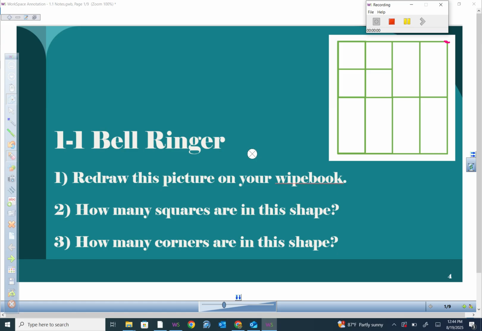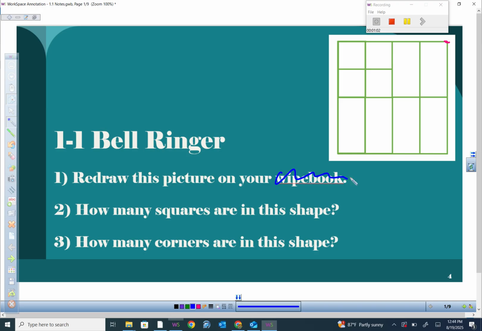So step 1, redraw the picture on your white book. So instead of white book, go ahead and get a piece of paper out so you can draw on it. If you'd like a whiteboard or something, you can do that, but draw it out. Then I want your group to answer how many squares are in the picture and how many corners are in the shape. So I'm going to pause the video and let the sub go ahead, pause the video, and let you guys work and figure this out, and then I'll go over it.